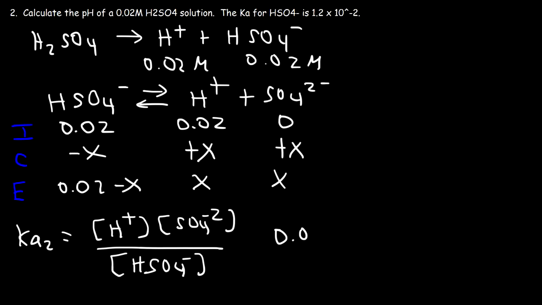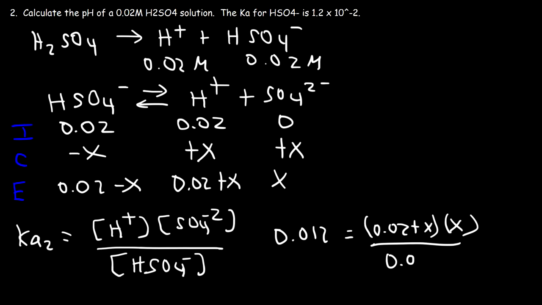And Ka2 is 0.012, and H+, I forgot to put 0.02 plus X. Very important. And sulfate is simply X. And then bisulfate, 0.02 minus X. Now this time, we can't just say that X is 0.012, because 0.02 and 0.012 are very close. So X cannot be ignored. It's important this time.